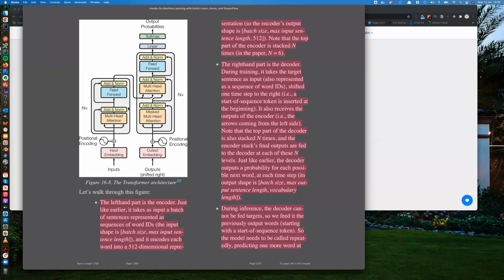So this is the transformer architecture, and we're just going to go through it now. We're going to start on the left-hand side here. The left-hand part is the encoder.